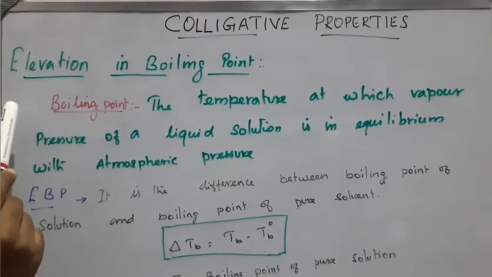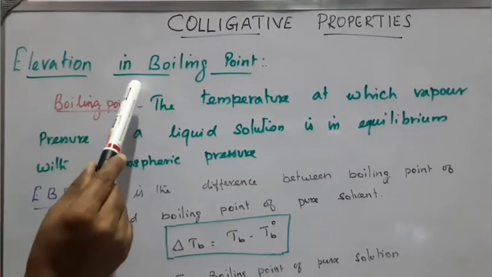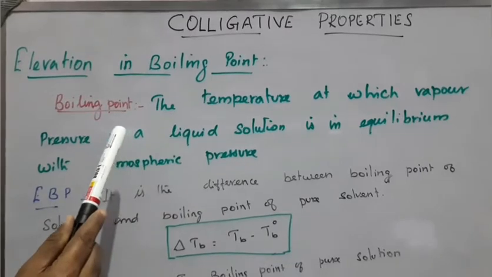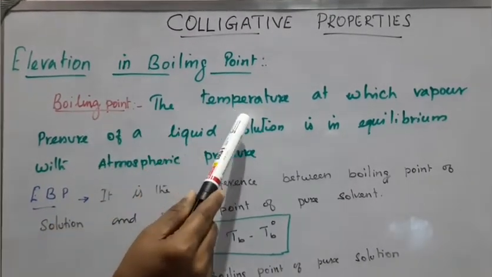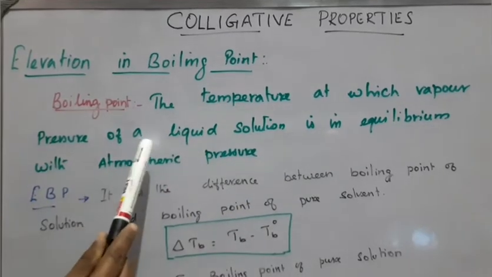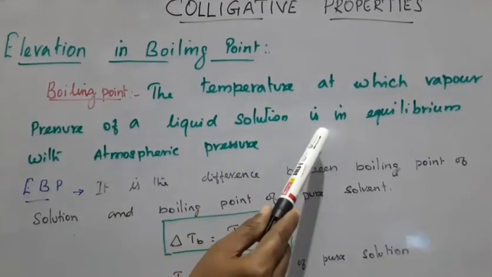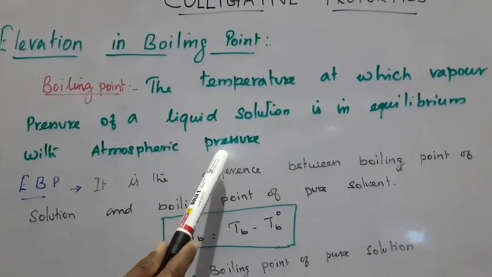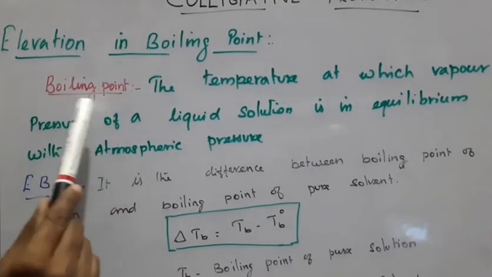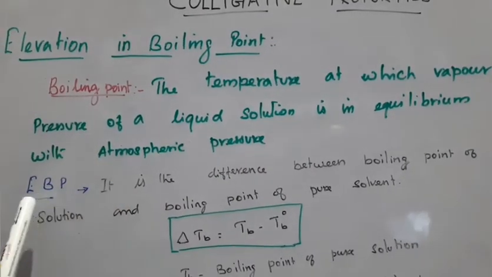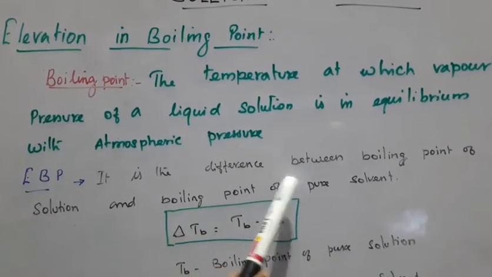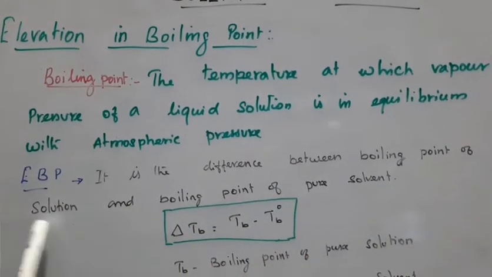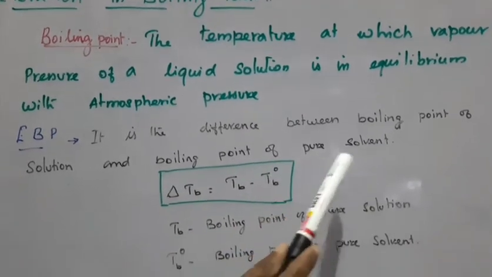The second colligative property is elevation in boiling point. Before that, we should know what boiling point is. The temperature at which the vapor pressure of a liquid solution is in equilibrium with atmospheric pressure is called the boiling point. So what do we mean by elevation of boiling point? It is the difference between the boiling point of a solution and the boiling point of the pure solvent.